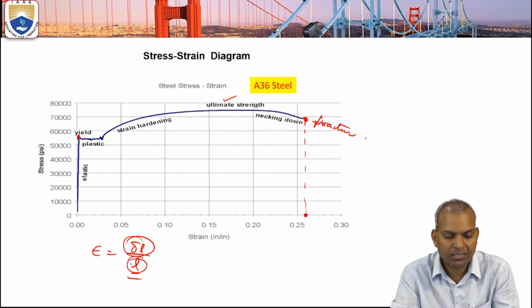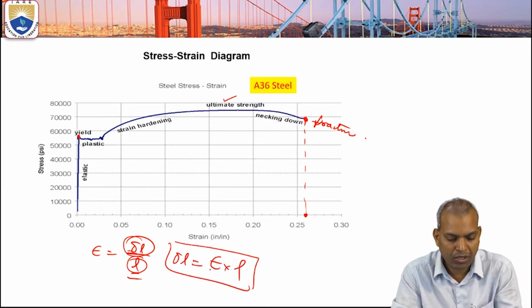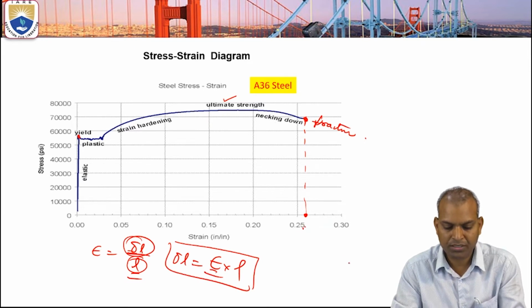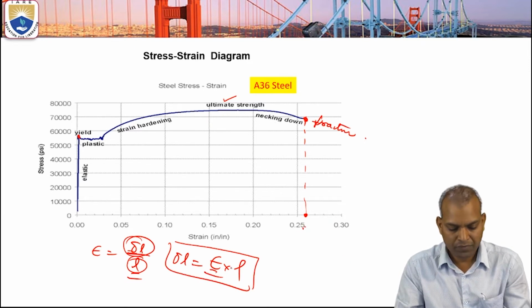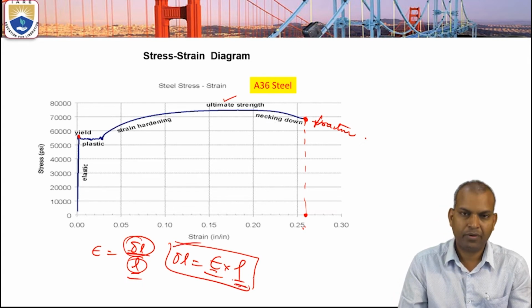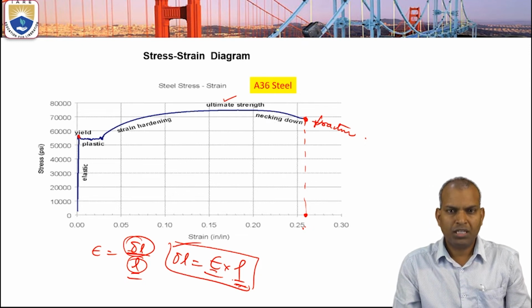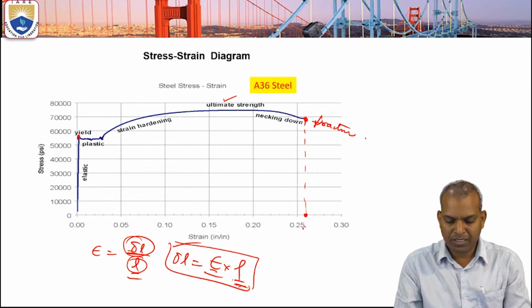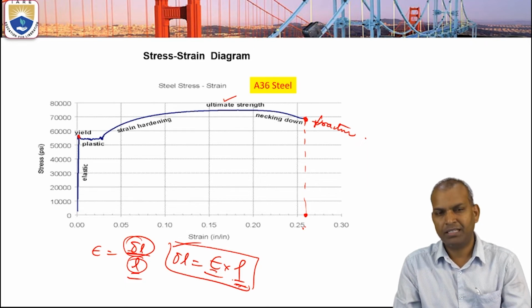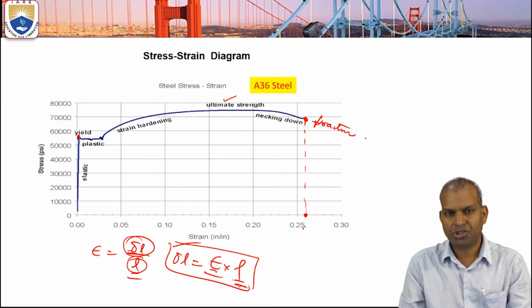So delta L equals epsilon times L. This epsilon can be measured at the fracture stress point, and with the help of this multiplication, we can know the deformation, that is the change in length. Thus we can measure the ductility of the material. So the ductility property can be quantified by measuring the strain value at the fracture stress.